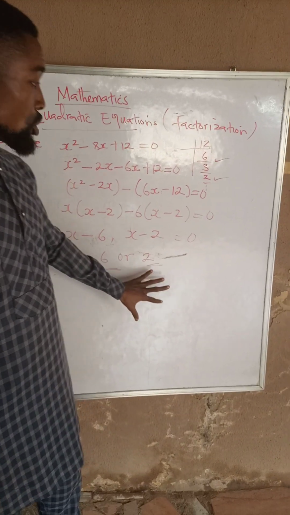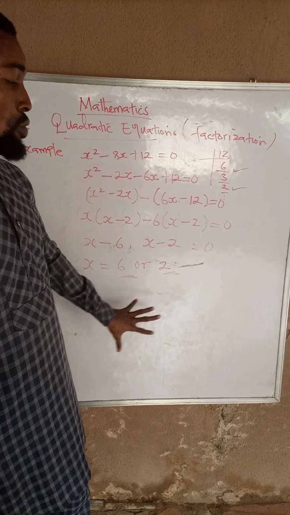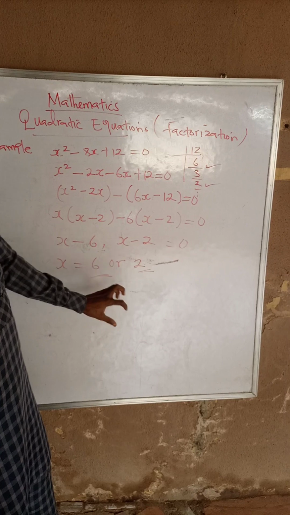Nevertheless, we are going to use the other methods to also prove our answer and to see that we understand the other methods. We move into the completing the square method.